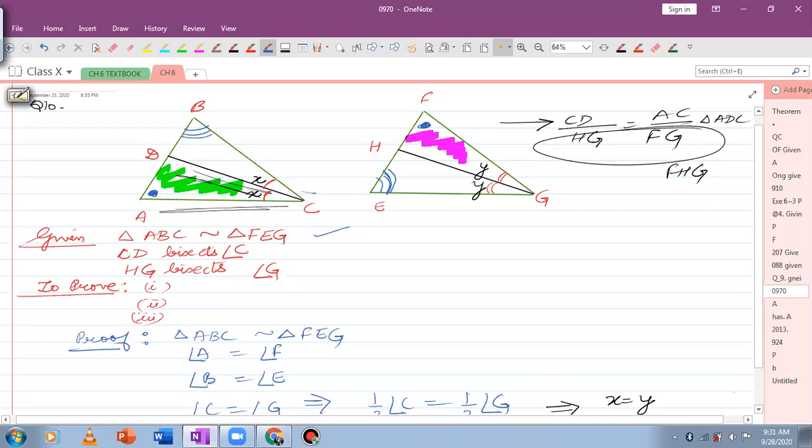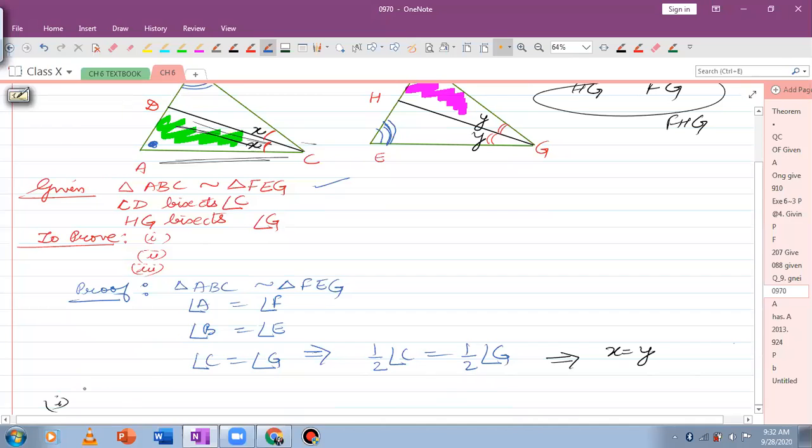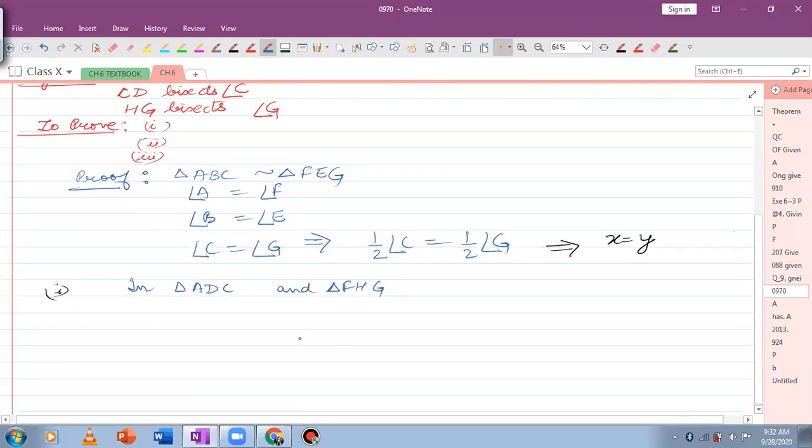We are going to use the angles that I marked with dots, and x equals y, which we have just proved below. So that's what we will use. We are going to write down, in triangle ADC and in triangle FHG, the two pairs that we have identified equal to each other. Angle A is equal to angle F and x is equal to y. By angle rule, write down the correspondence carefully.